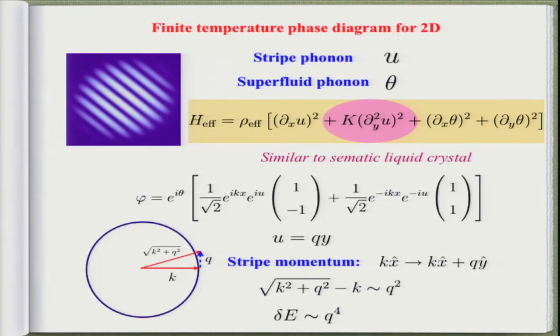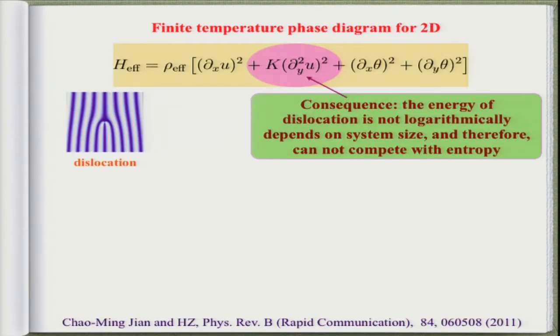The consequence of this is, we know for a normal XY model, the vortex energy depends logarithmically on system size, and therefore in 2D you will have a finite KT transition temperature. Now, if you have this kind of low energy theory, that means the energy of the dislocation associated with the U field does not depend logarithmically on system size. And therefore, it cannot compete with entropy at any finite temperature.